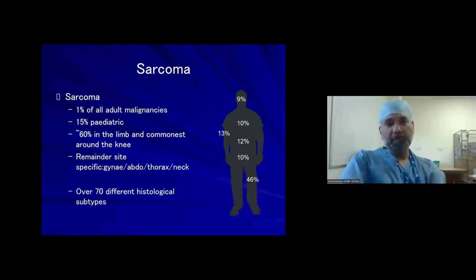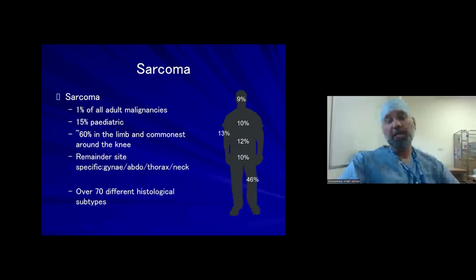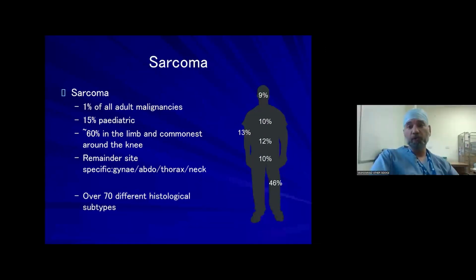Now let's talk a bit about sarcoma, which is why you're here. It's a very rare malignancy, as we all know. 1% of all adult malignancies, 15% in pediatric patients, 60% of those occur in the limbs, including the pelvis. Lower limb is very common as compared to the upper limb, but you can have some occur in the trunk. We do run a retroperitoneal sarcoma service here in Oxford, and we also run a very good thoracic sarcoma service here. There are many different histological subtypes. You don't need to know all, but you need to know some of the common ones.